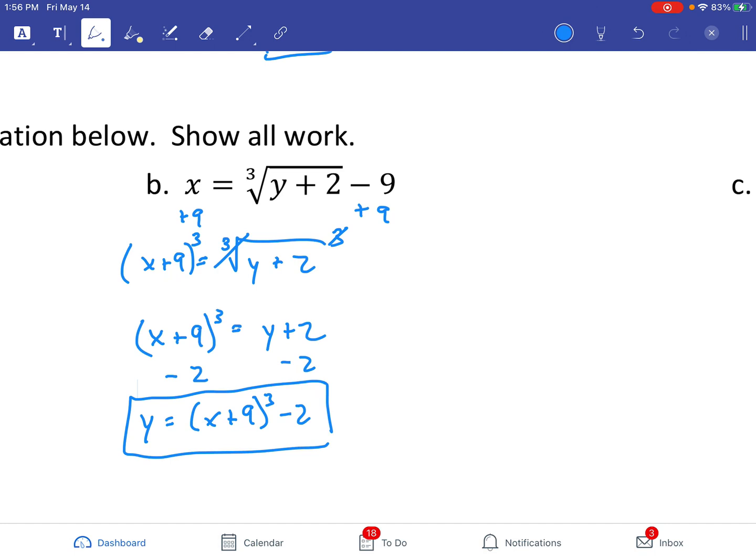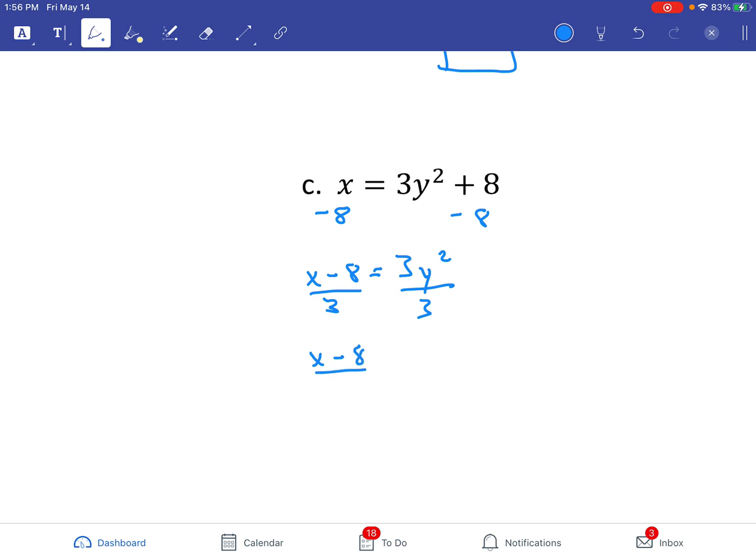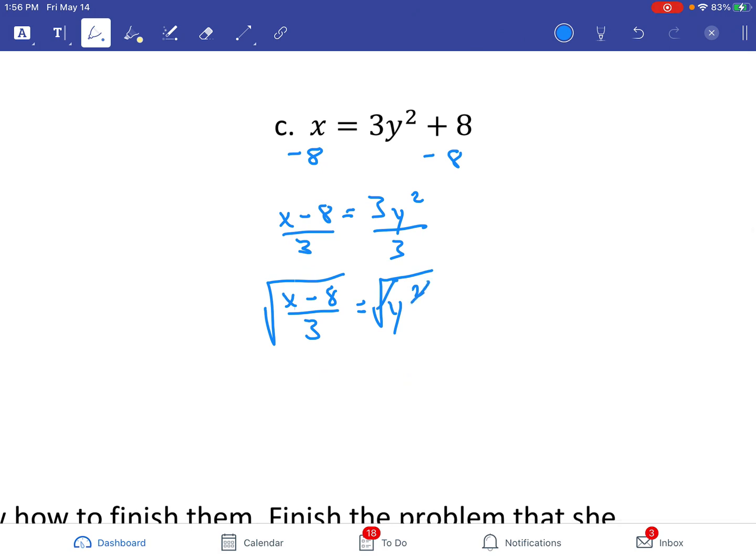That's it. Lastly, this one. First step, we're going to subtract 8. We have x minus 8 equals 3y squared. Now before we can square root to get rid of that squared on the y, we have to divide both sides by 3. So we have x minus 8 divided by 3 equals y squared. Okay, now to get rid of that squared, we're going to square root both sides. So the squared and the square root will go away. We're left with y is equal to square root of x minus 8 divided by 3.